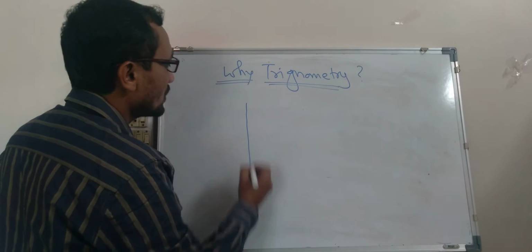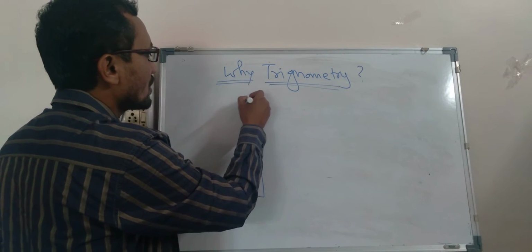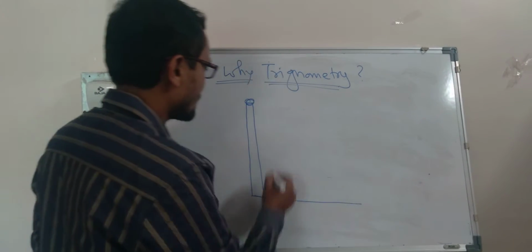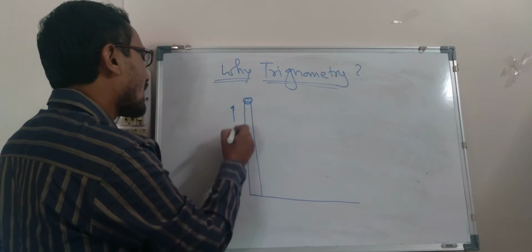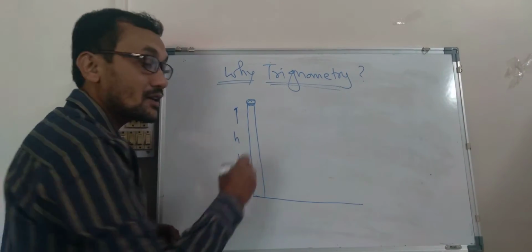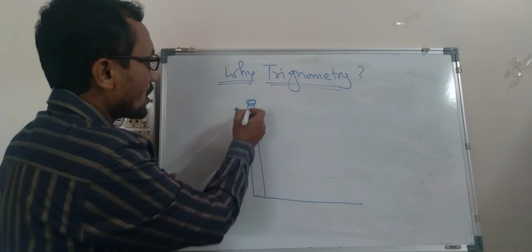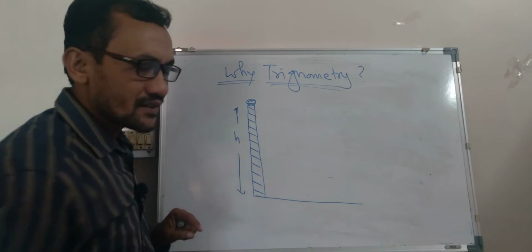Suppose there is a pole of some height, and we have some horizontal distance. We need to find out the height of this pole. But what is my question? We have to find the height of this pole. So how can we find this height?